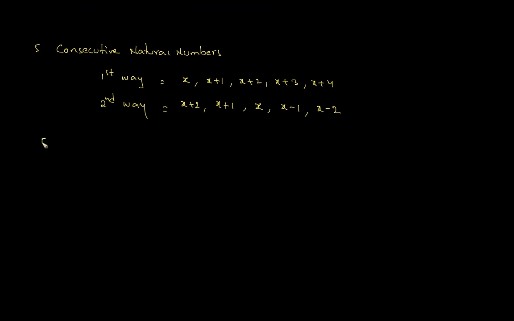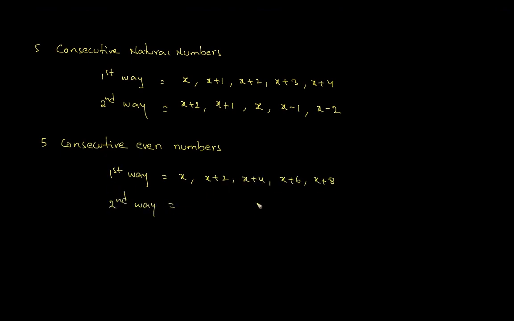If I need 5 consecutive even numbers, one way you can write is x, x plus 2, x plus 4, x plus 6, x plus 8. The second way is the middle number will always be x, then x minus 2, x minus 4, x plus 2, x plus 4. The same thing is applicable for 5 consecutive odd numbers. Shall we do one example?